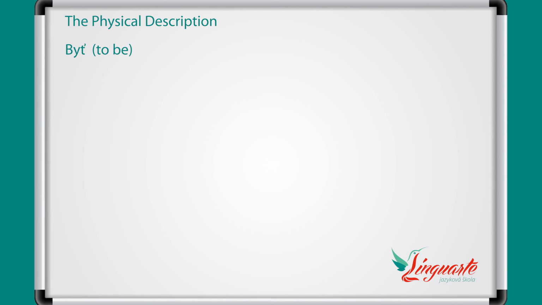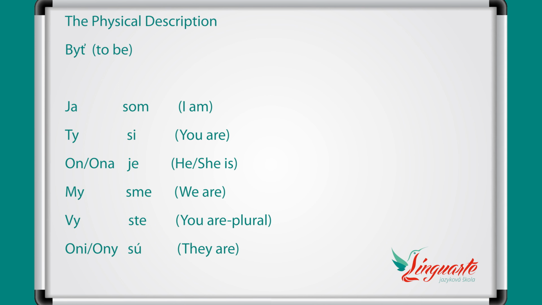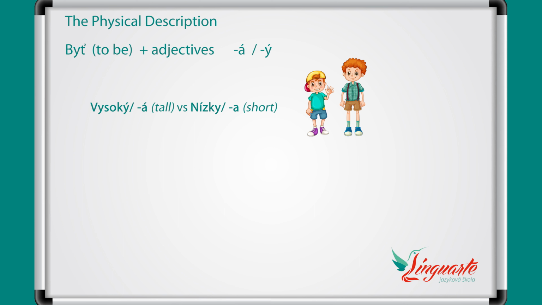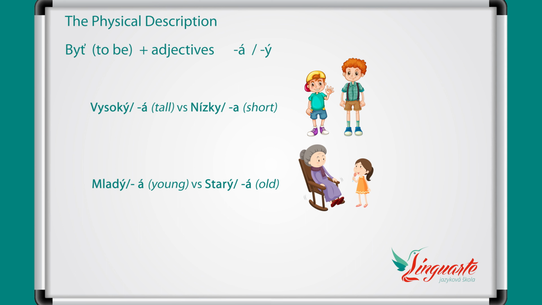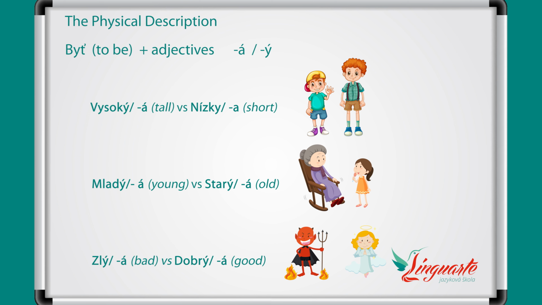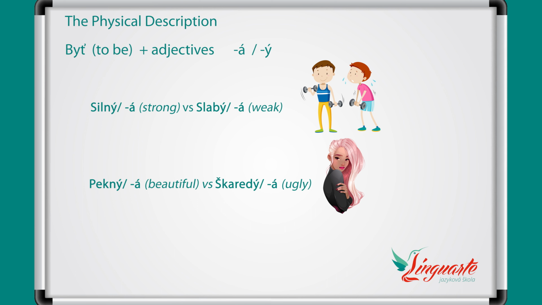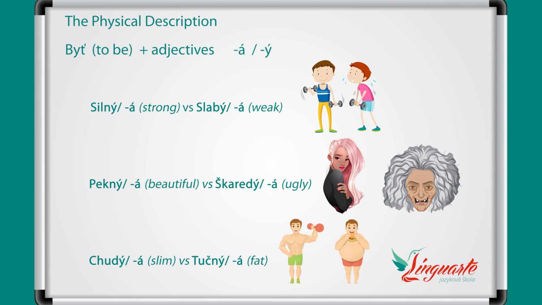Let's start with the verb byť, whose forms are these. After this, we can use some adjectives. These adjectives change the ending according to their gender, feminine versus masculine, or if they are plural or singular. Vysoký, vysoká versus nízky, nízka. Mladý, starý. Young, old. Zlý, dobrý. Bad, good. Silný, slabý. Strong, weak. Pekný, škaredý. Beautiful, ugly. Chudý, tučný. Slim, fat.